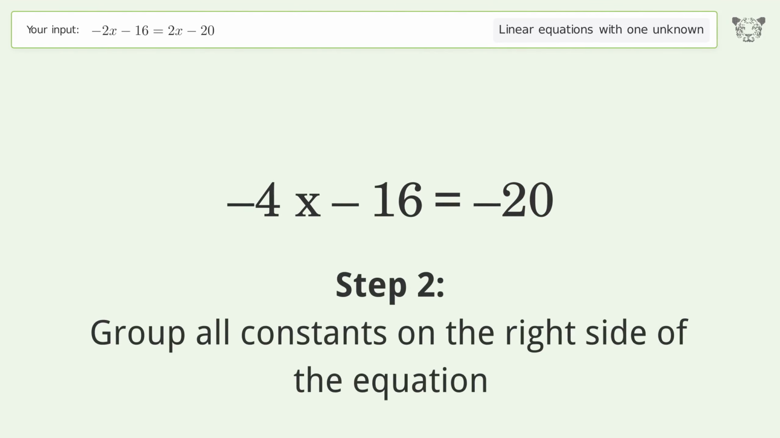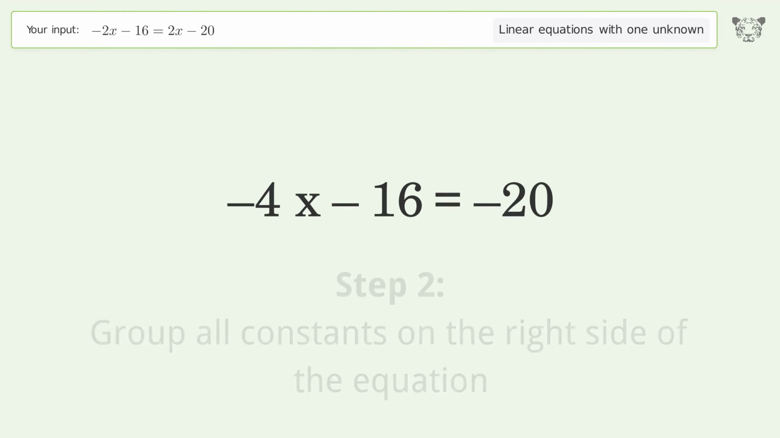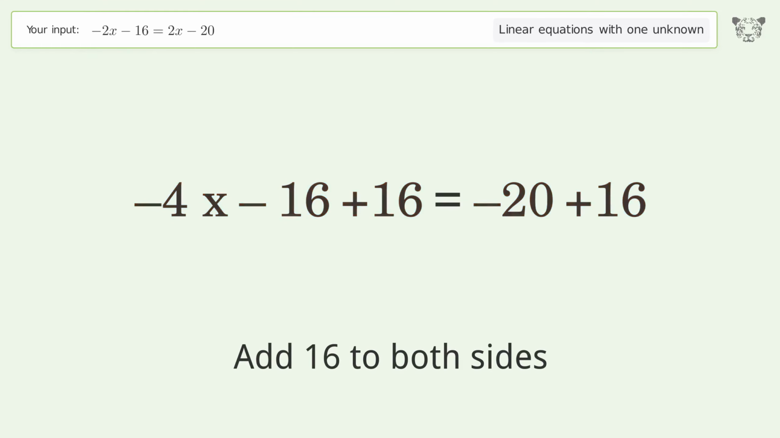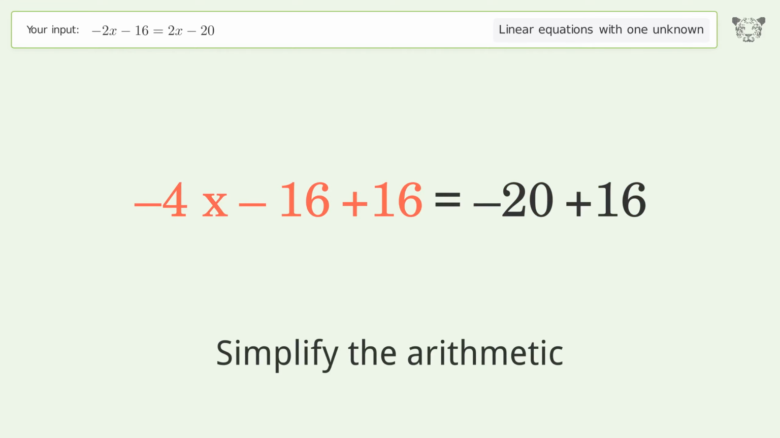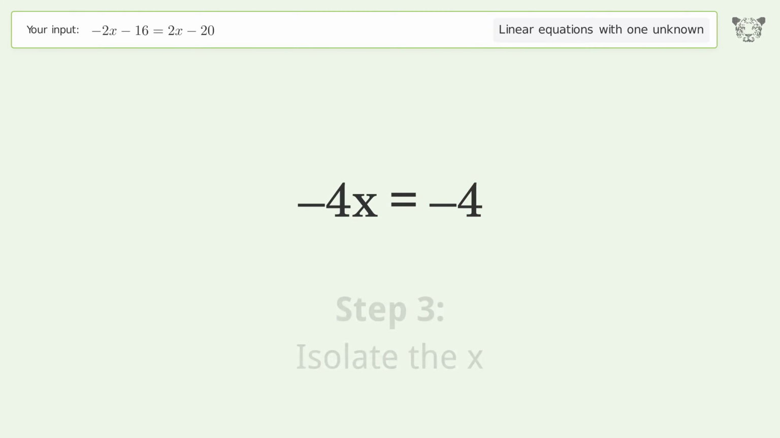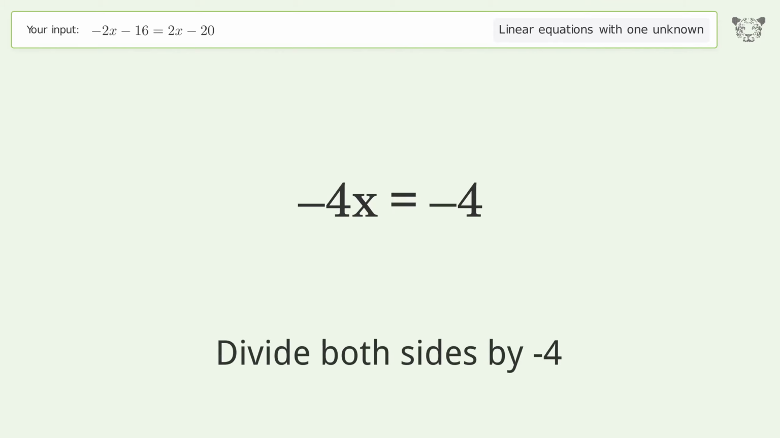Group all constants on the right side of the equation. Add 16 to both sides. Simplify the arithmetic. Isolate the x. Divide both sides by -4.